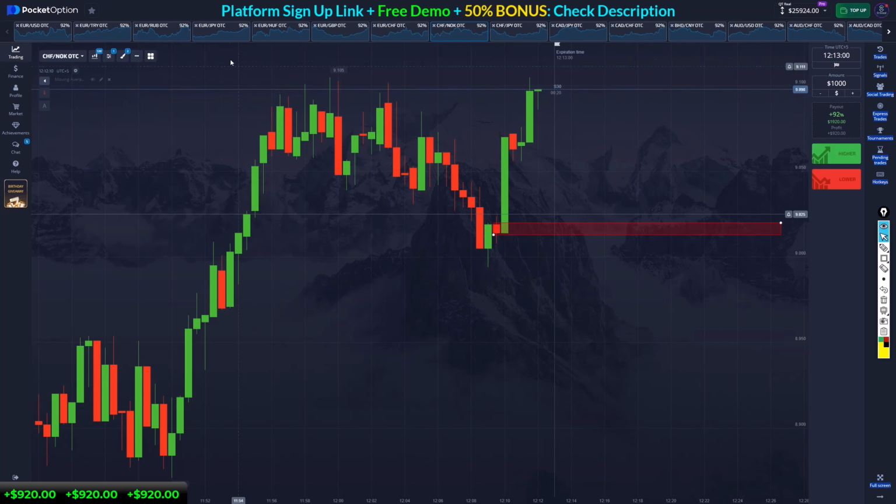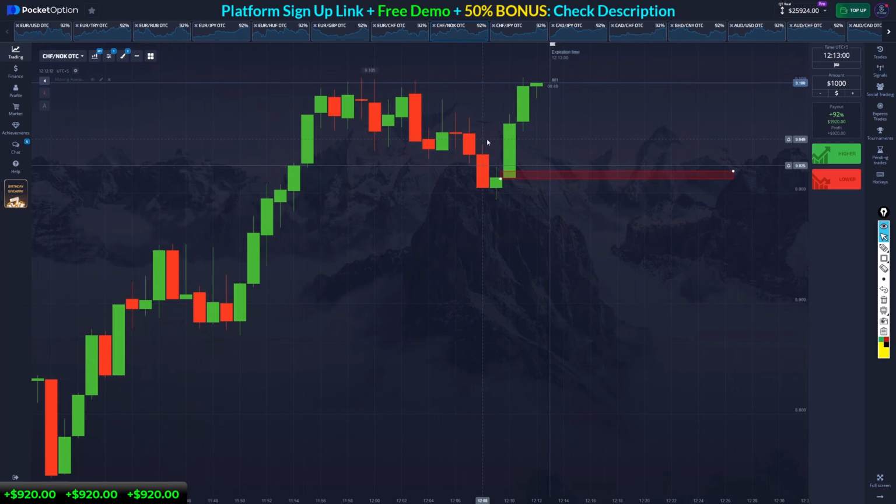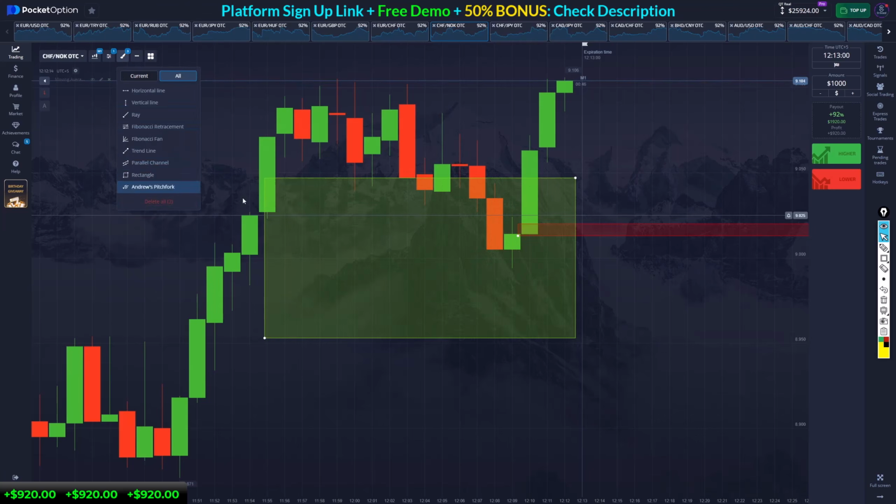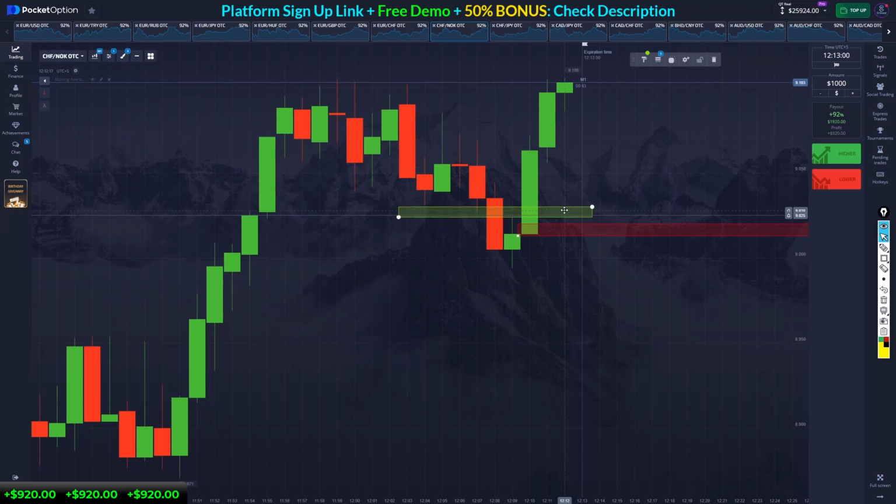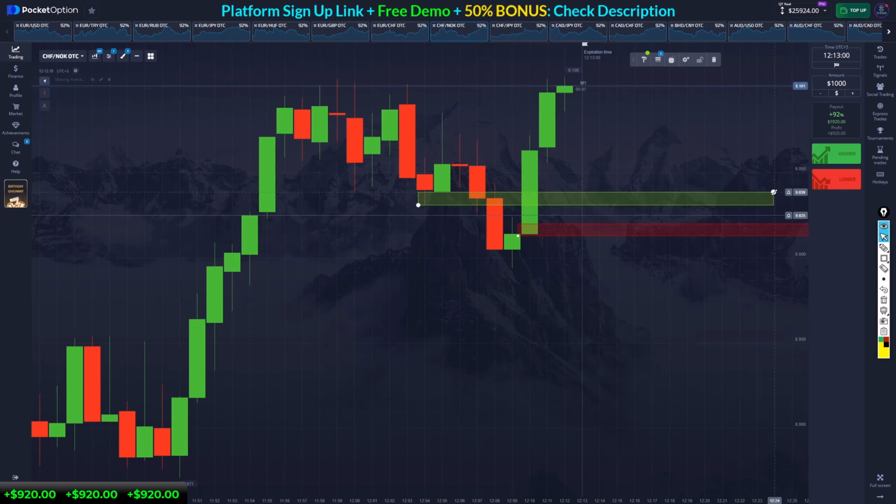Set an alarm here. Let's go. This is my initial zone, okay? And just try it for those who don't know how this works. The entry should be below the initial zone, okay?